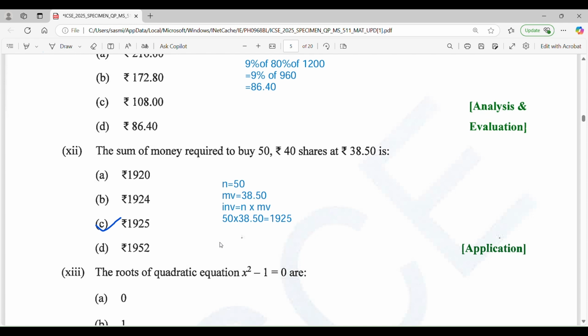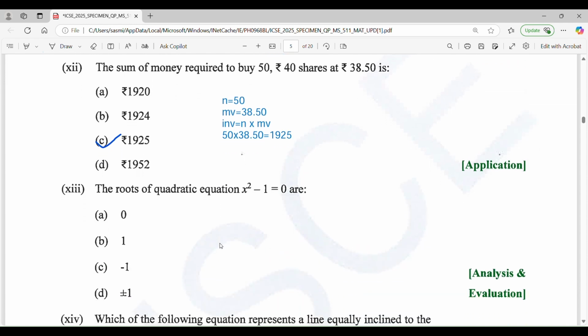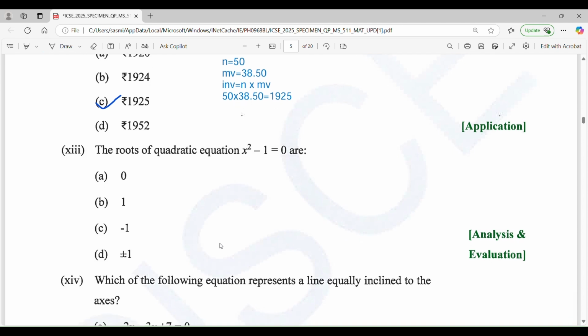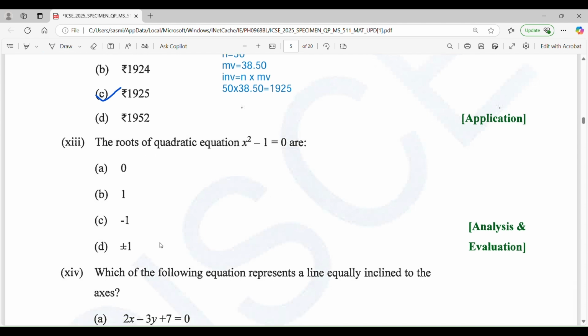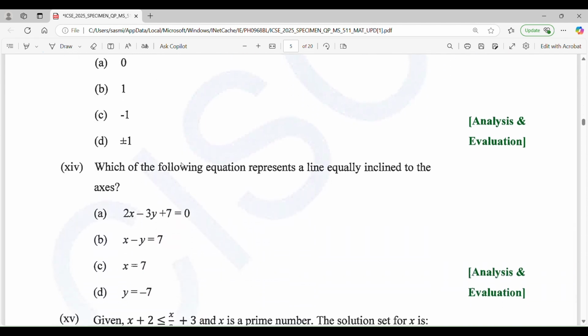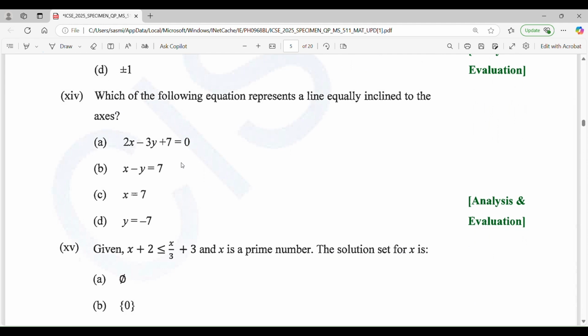Option C is correct. The roots of the quadratic equation x square minus 1 equal to 0: x square equals 1, so x equals root over 1, and the root is always plus or minus, so this is plus or minus 1. Option D is correct.